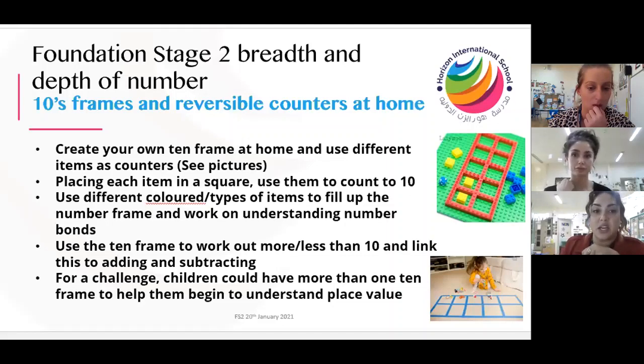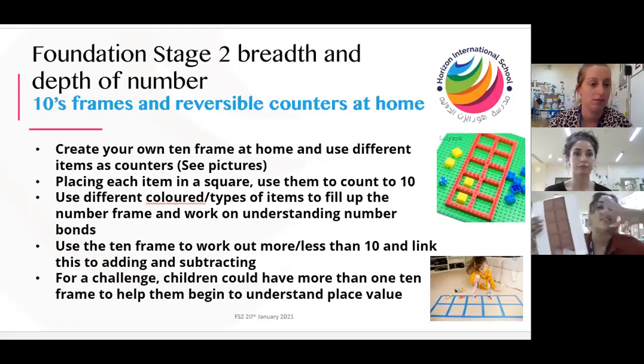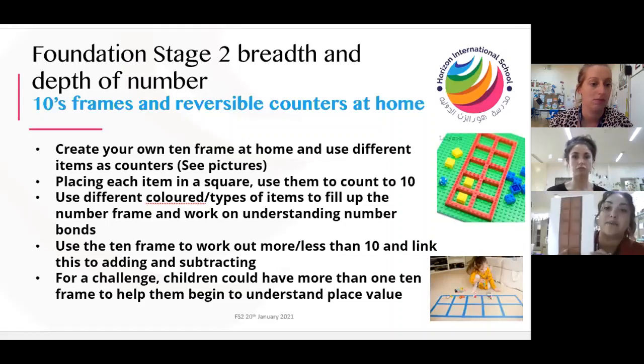I think that you have already explained how we can use them to add and subtract, more or less than 10. But for an extra challenge, you could try to make more than one tens frame. So get them to start thinking, for those children that grasp the concept quite easily of filling up the tens frame and then having 10 plus 3 being 13, well, what would happen if I had 2 tens frames filled up?